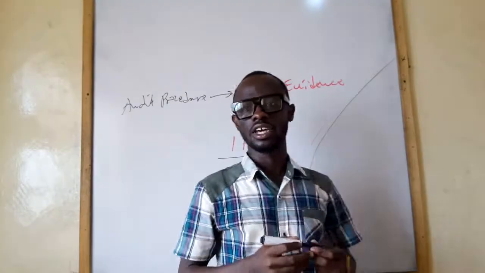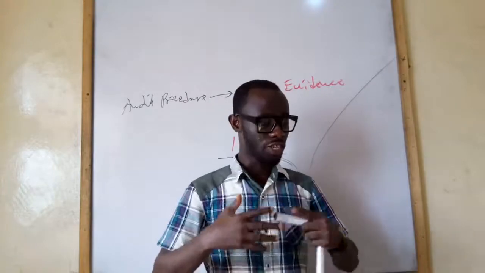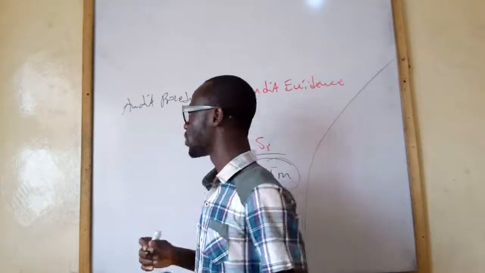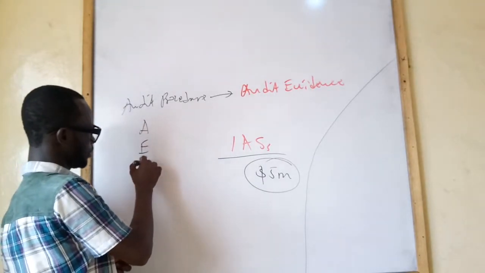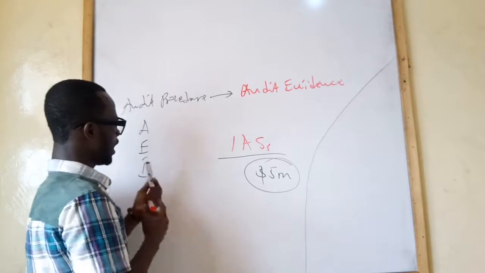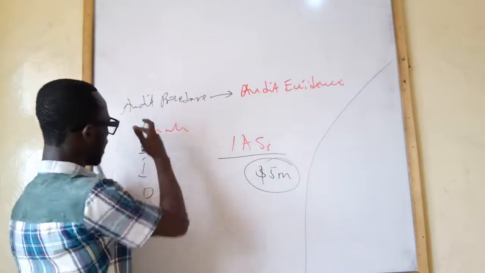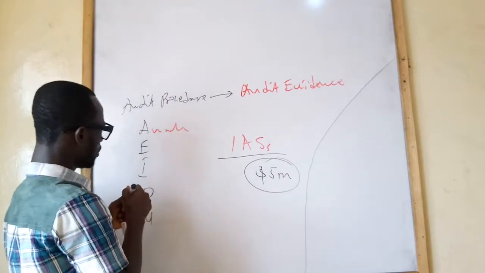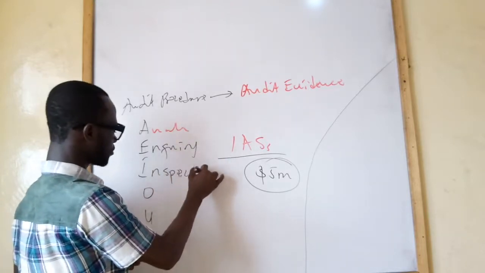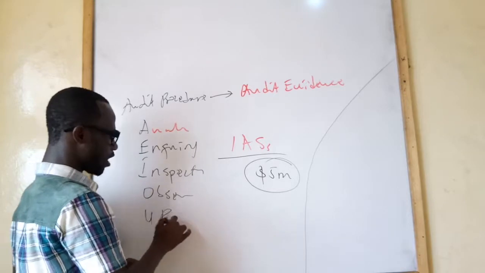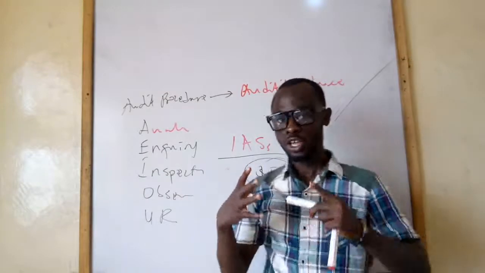So in gathering the audit evidence, you're going to undertake what we call the audit procedure. Now the audit procedure is divided into a lot of things that we can talk about, but generally we said it is AEIOU. A is analytical procedure. E is inquiry. Then inspection, then observation, and then recalculation or reperformance. So you're going to be undertaking these things so that you can gather your audit evidence.